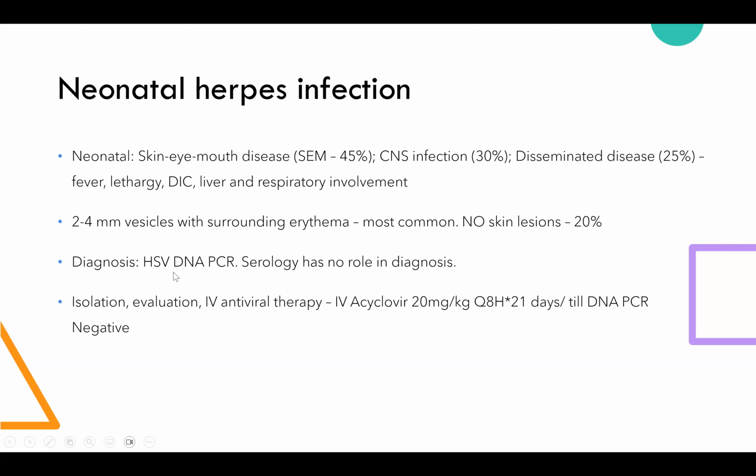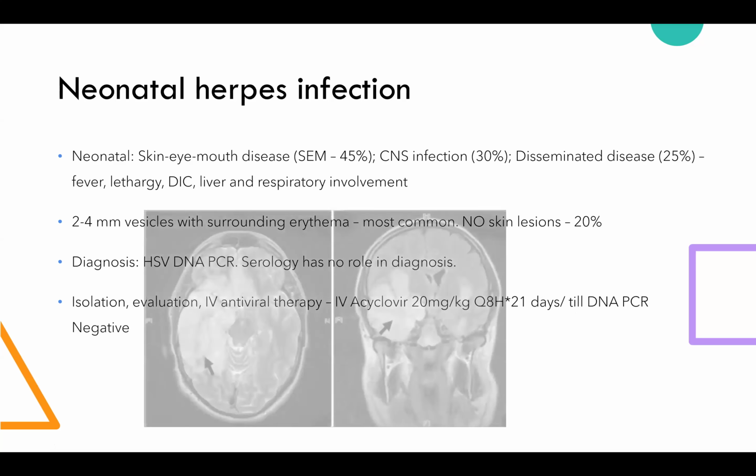Diagnosis is through herpes simplex virus DNA PCR. Serology has no role in the diagnosis. The neonate should be treated with isolation, evaluation, and IV antiviral therapy, as compared to 7 days for varicella zoster. These babies are treated for 21 days. Or in case the baby's CNS disease is not resolved even with 21 days, till the DNA PCR is negative, we can give IV ganciclovir. But persistence of DNA PCR positivity even after 21 days is a poor prognostic marker for further neurological outcome.